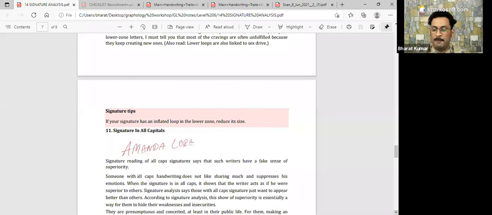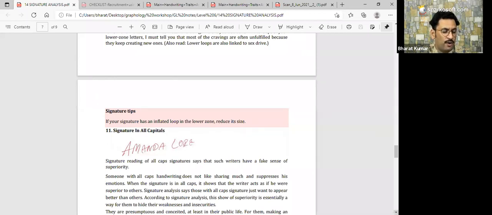So those people have all capital letters. Generally when we don't have good writing, we use all capital letters. So these people are fake. They have fake superiority in their mind, but in reality, they are nothing. So always avoid these people, or if you have this kind of signature, make a change.